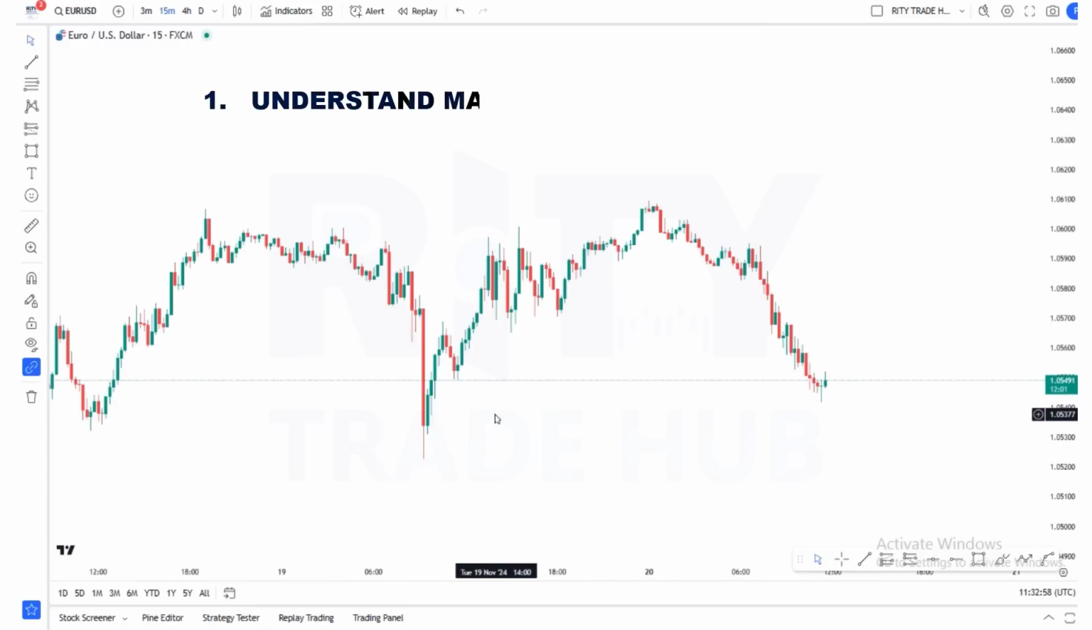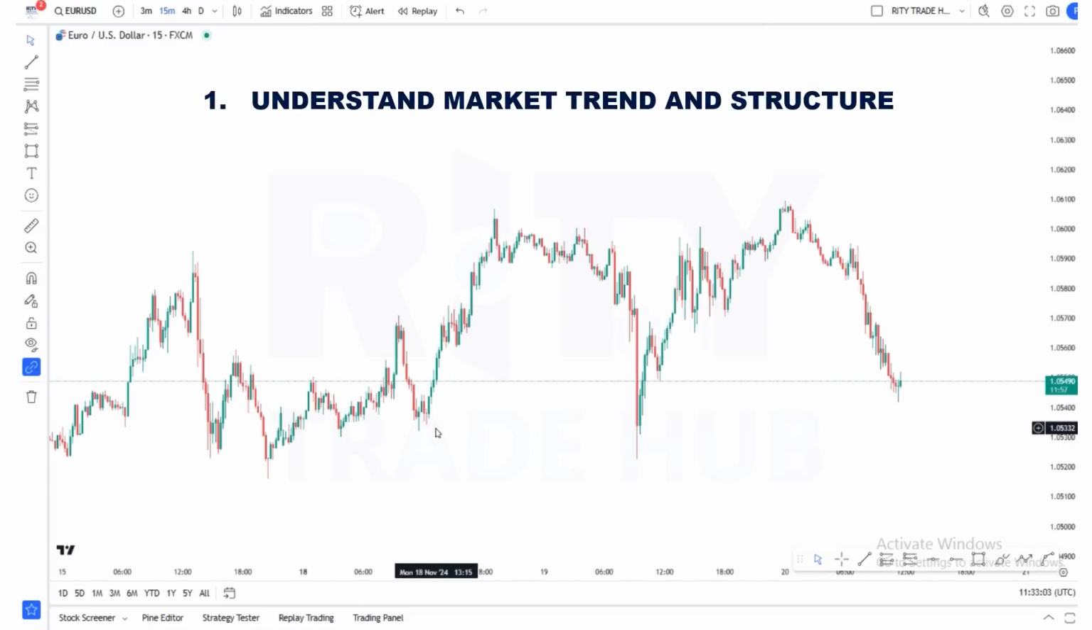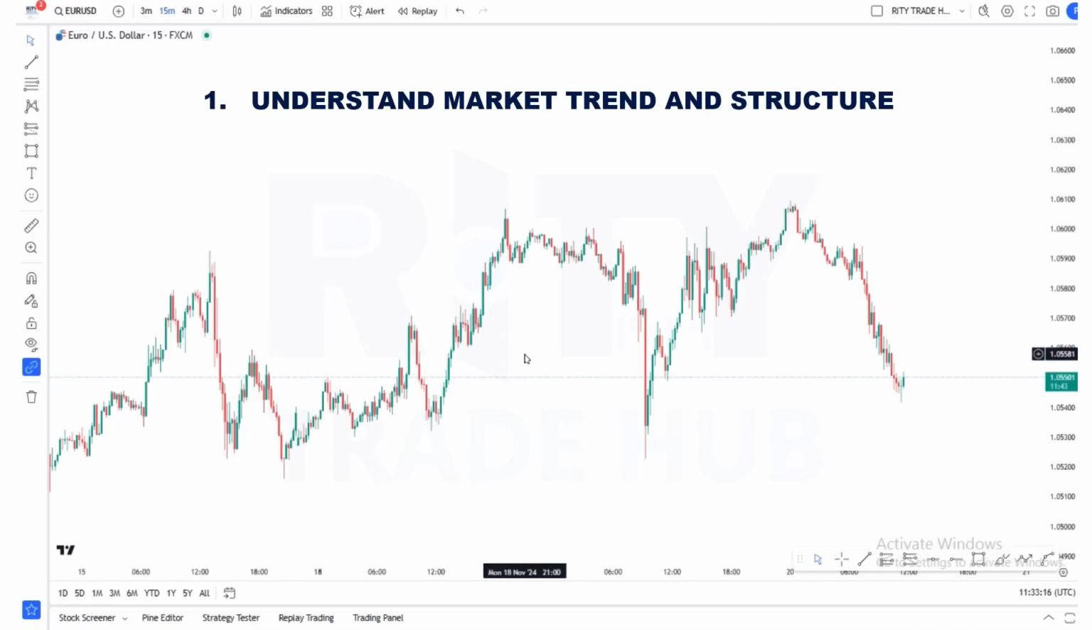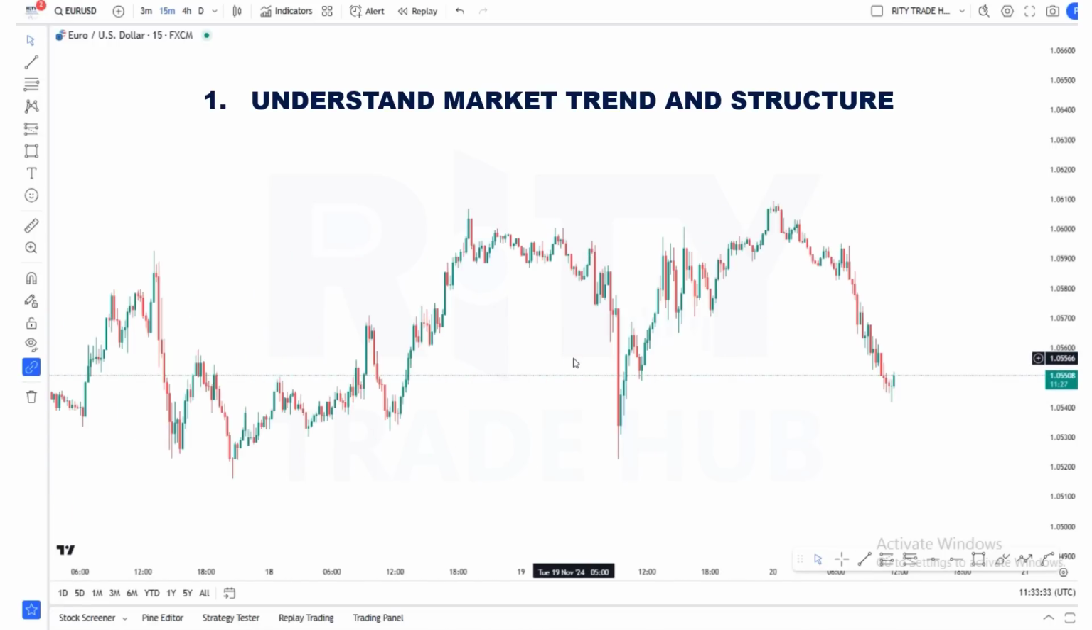So first up, you need to understand market trend at the back of your hand, because market structure is the foundation of smart money. It tells you whether the market is trending or ranging. So when you learn to read market structures correctly, you will know when to enter and exit your trades.